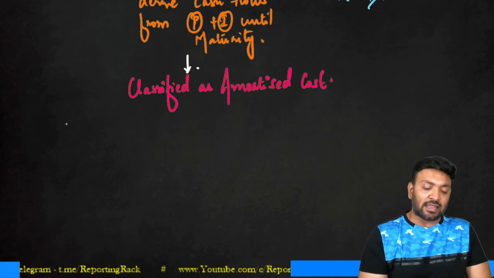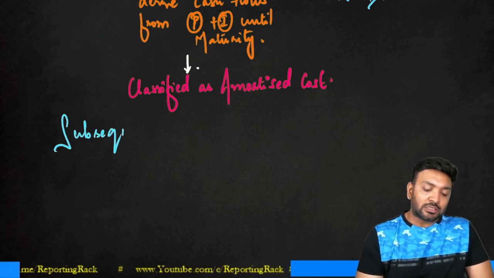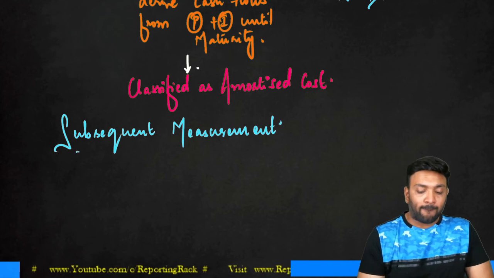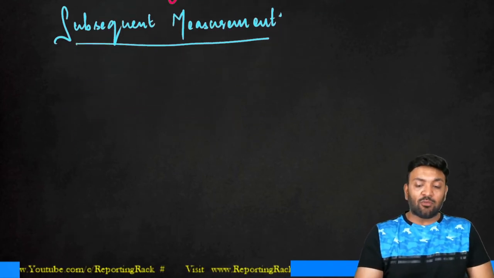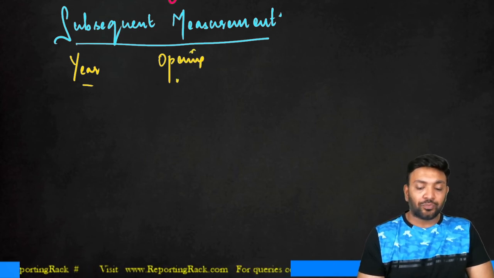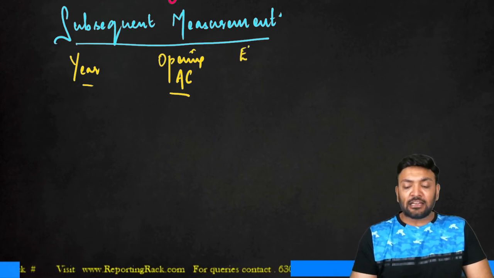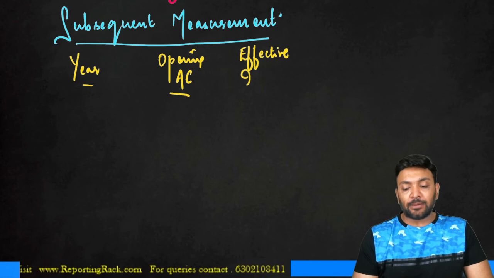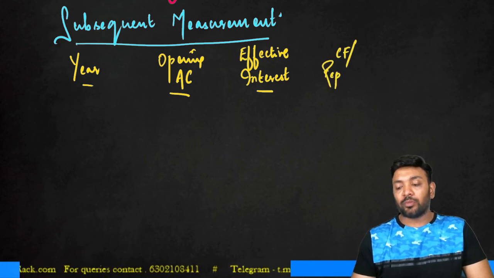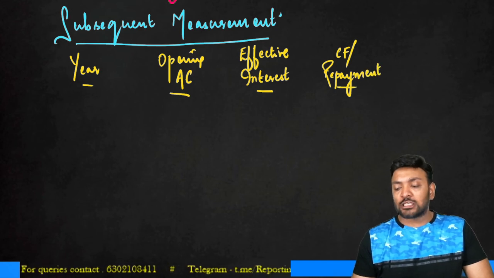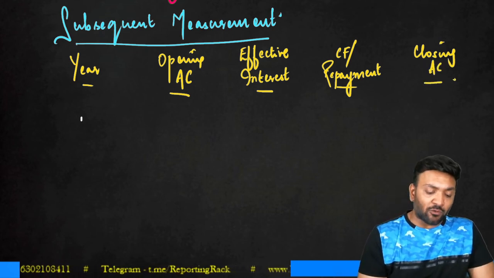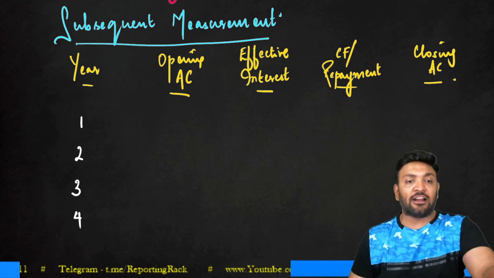So let us look at subsequent measurement then. When I want to derive it, I'll go like this. Year, opening amortized cost, I'm writing it as AC, effective interest, which is 10%, cash flow or repayment, and finally you get your closing amortized cost. Let's use year 1, 2, 3, 4 and finally 5.